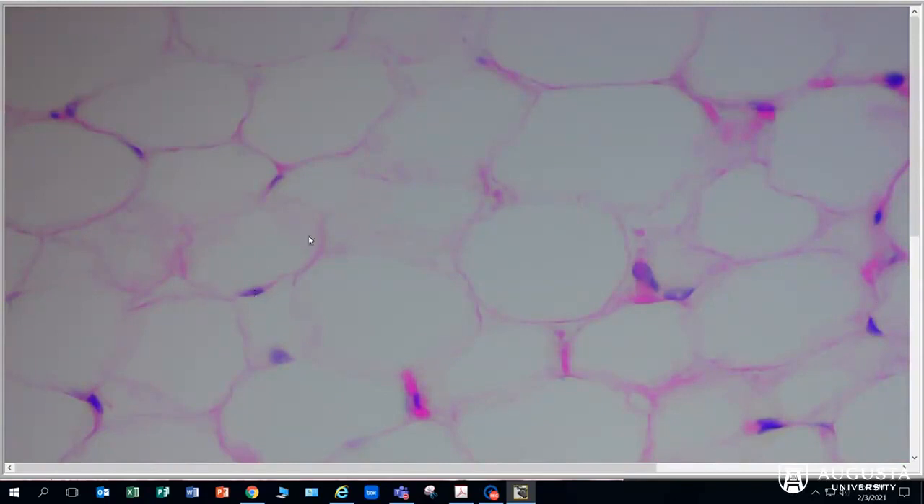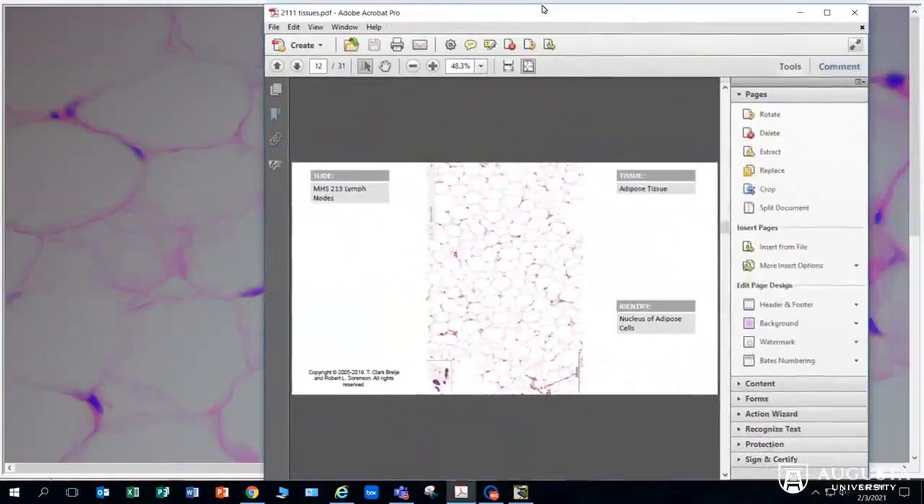So one nucleus, one cell. One nucleus, one cell. These are individual cells completely filled up with lipid.